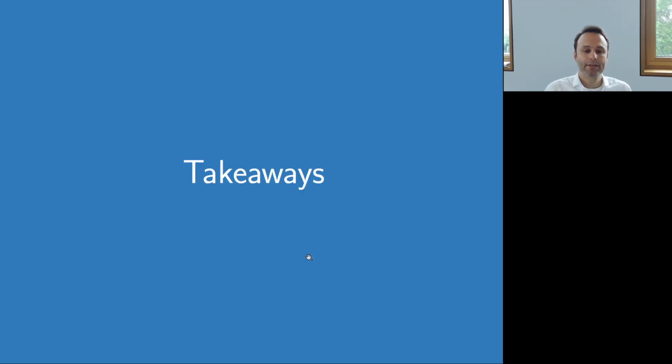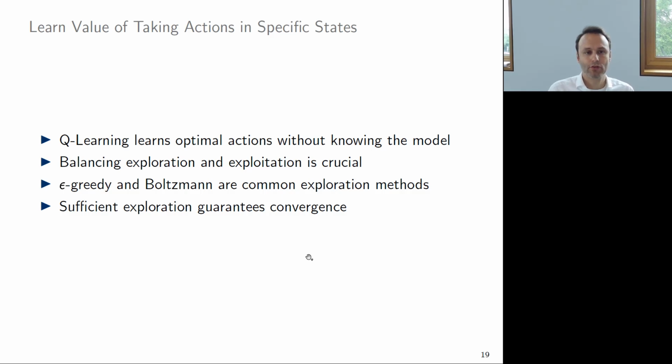All right, here are some references, and let's summarize what we have seen. So how to learn taking actions in the specific states. Q-learning helps us do this, and it learns optimal actions without knowing the model. By balancing exploration and exploitation, we can actually achieve the optimal way to get estimates for each and every step and get the optimal policy. Epsilon greedy and Boltzmann exploration are commonly used methods, and we need sufficient exploration to guarantee convergence.